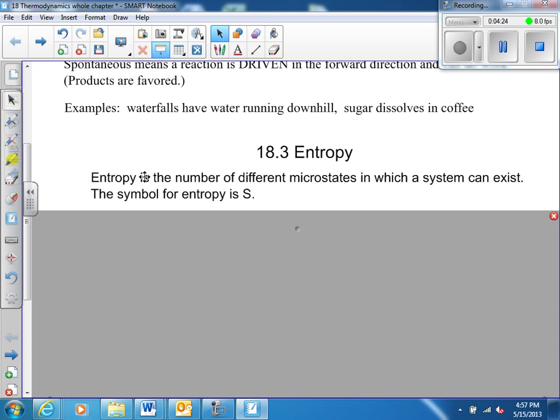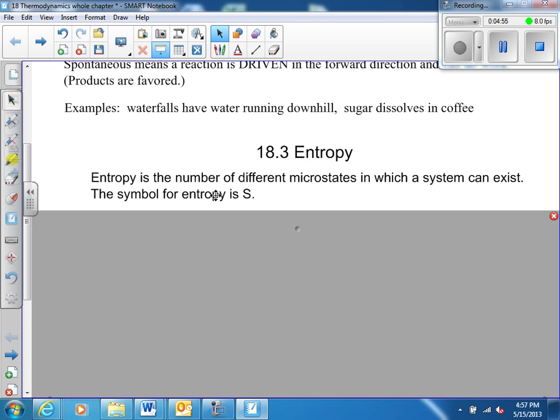So entropy is the number of different microstates in which a system can exist. You can take an entire year class just on entropy, and it's really hard. So we're not going to go into statistical thermodynamics, which entropy is really about. There's a lot of statistics in here. I'm just giving you a very simple definition. How many different ways can you organize a system?